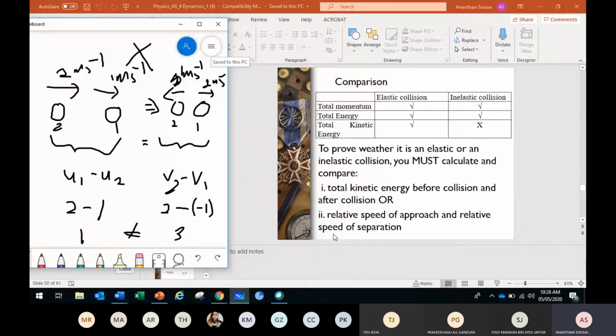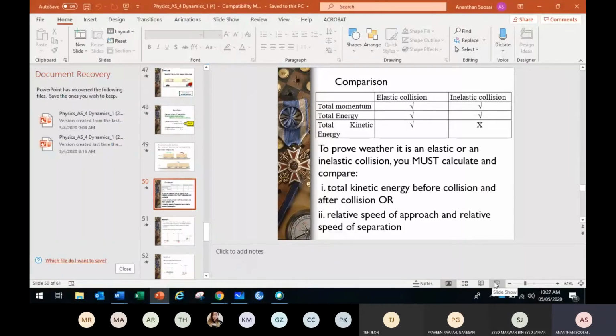Okay, so that's the second idea. How to check if it is an elastic collision or not? Check whether the relative speed of approach equals the relative speed of separation. I feel the second one is easier to use compared to the first one, kinetic energy. Another thing, the second one is free from mass. No mass is required to check whether it is elastic or inelastic. Hope you understand what I'm trying to say. So you make use of relative speed of approach and relative speed of separation to check whether it's an elastic collision or an inelastic collision.